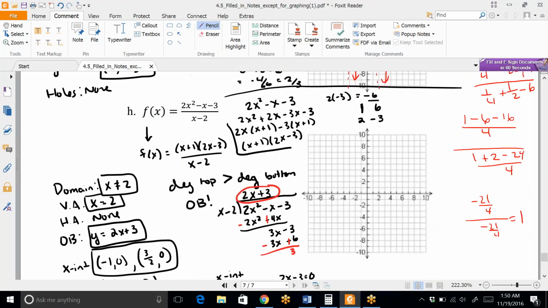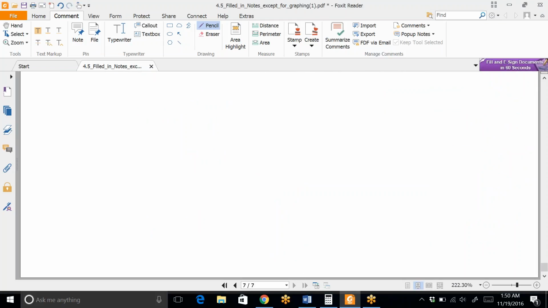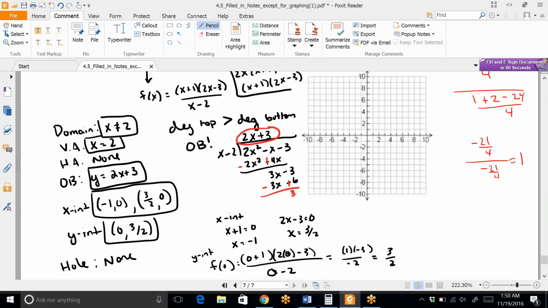Okay, the last one has a higher degree on top, so we have to do long division to find the oblique. And I did that and got 2x plus 3. The y-intercept is negative 3 over negative 2, so that would be positive 3/2 for the y-intercept. We also would need to factor the top, which I did, and you got x plus 1 and 2x minus 3. So our x-intercepts are negative 1 and 3/2. Vertical asymptote is positive 2.